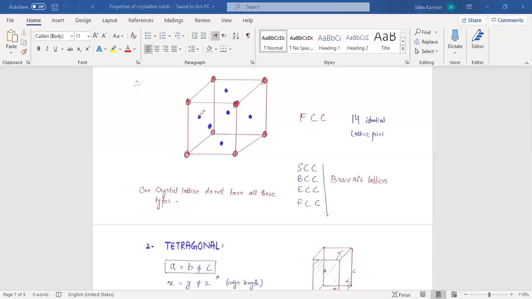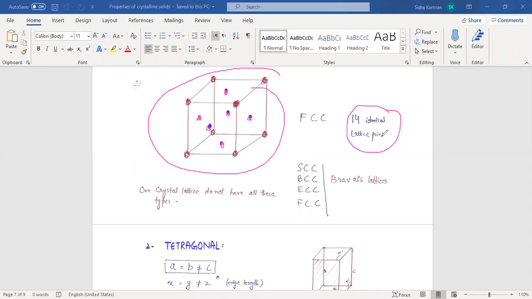Here you can see a lattice point on this wall, another on the other side wall, one on the back wall, and one on the front wall, one lattice point at the roof and one at the floor. So total 6 lattice points. Face centered means all the lattice points are present at all the faces of that cube. So total identical lattice points are 14 in a face centered cube.